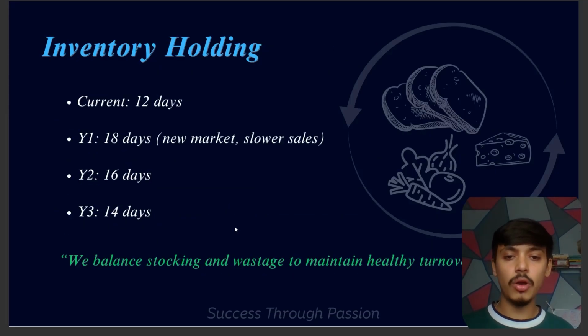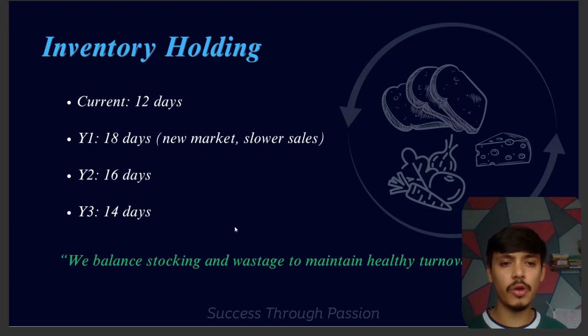So the first element of working capital is inventory holding. Currently we have around 12 days of inventory on hand with us. We are rising to 18 days because we will enter a new market. The sale will be slower in the initial period, so we will have to keep our inventory on hand for a longer period. If some catering orders come up unexpectedly, we will have to be ready for that, and for that we will have to keep inventory ready. And if that doesn't get sold, we have to hold it for a longer period. So we will push it to 18 days.